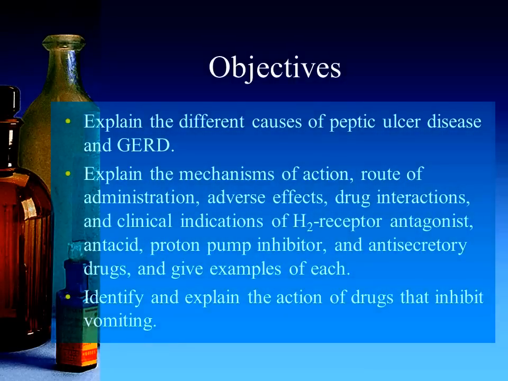Our objectives for this week are that you should be able to explain some of the causes of peptic ulcer disease and of GERD. I did give you a few articles that you could use to help review for those of you who have not taken human illness and disease at this point, so that you can be up to speed on those disorders. You should be able to explain the ins and outs, mechanism of action, clinical indications, side effects, and examples of H2 receptor antagonists, antacids, proton pump inhibitors, and anti-secretory medications.